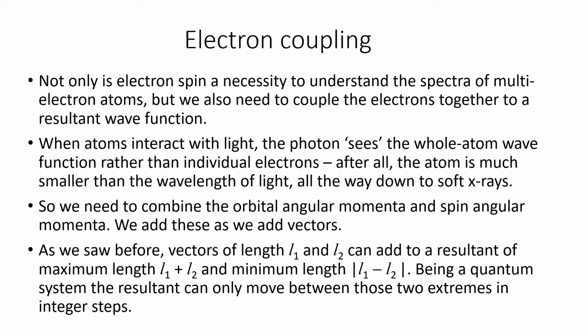And as we've seen before, when we're looking at these discrete quantum systems, we're always looking at integer jumps between quantum numbers. So if we have L1 + L2 as a max and |L1 − L2| as a minimum, then we can move between those only in integer steps.